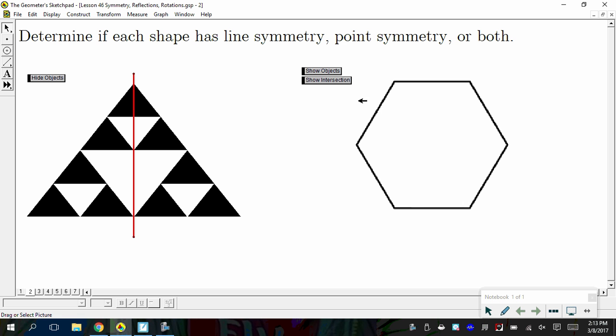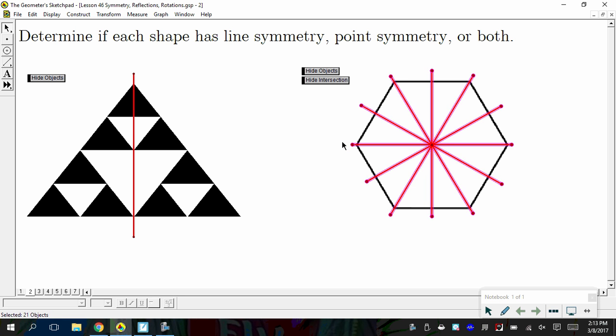In this shape, this hexagon, we have a point. If we rotate around that point, we can rotate it in several different ways so that it looks exactly the same as it is right now. And also, we have a lot of lines of symmetry. So all these lines, if I fold the shape over any of these lines individually, it's going to fold on top of itself. So this hexagon has multiple lines of symmetry and a point of symmetry where all those lines intersect.